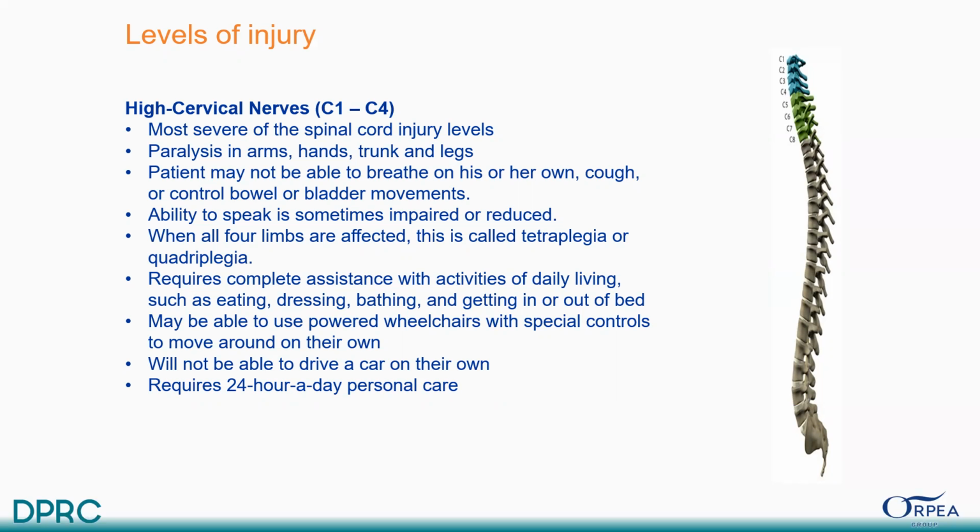When all 4 limbs are affected, this is called tetraplegia or quadriplegia. The patient requires complete assistance with activities of daily living, such as eating, dressing, bathing, and getting in or out of bed. They may be able to use powered wheelchairs with special controls to move around on their own. They require 24-hour personal care.